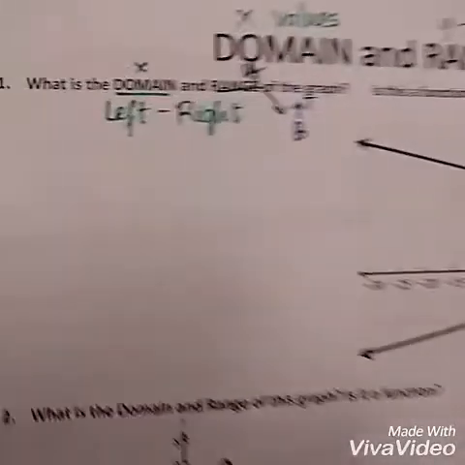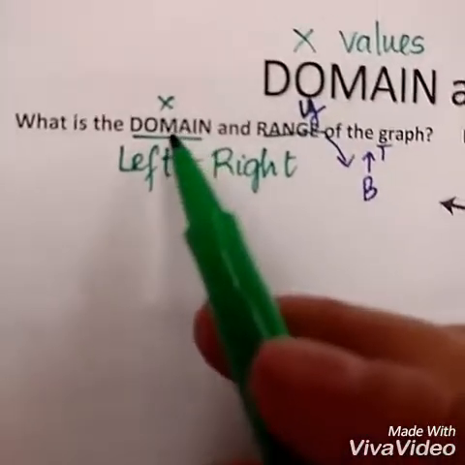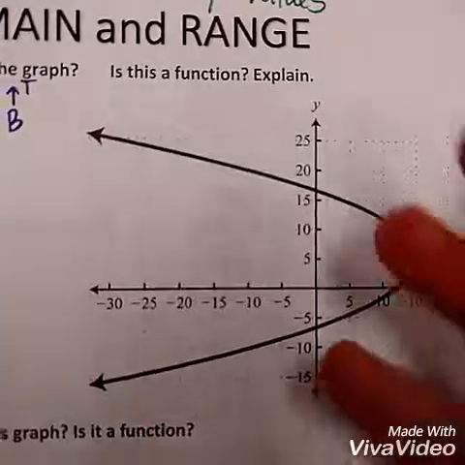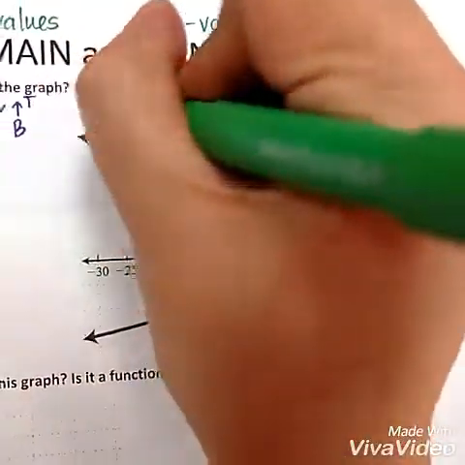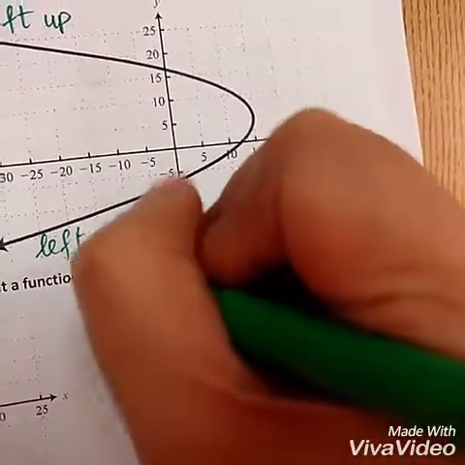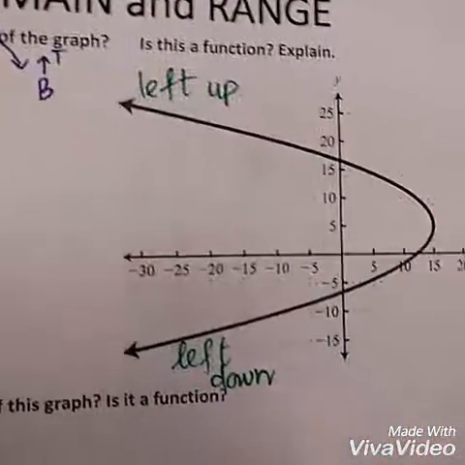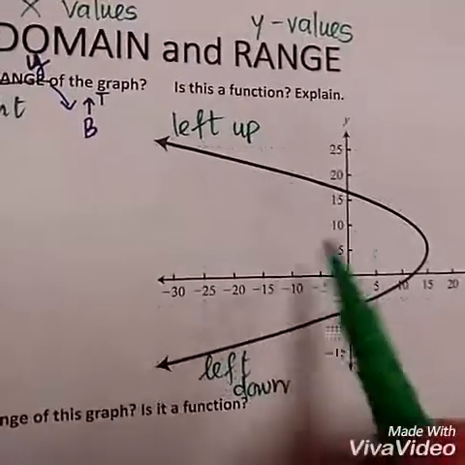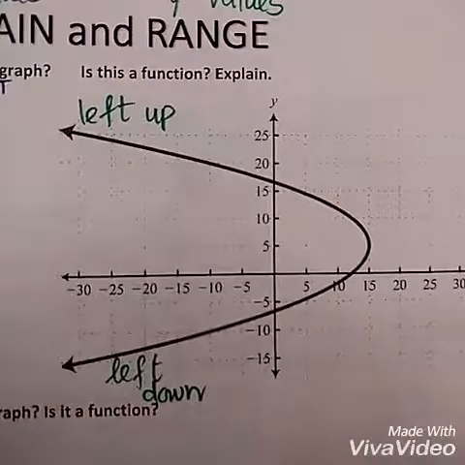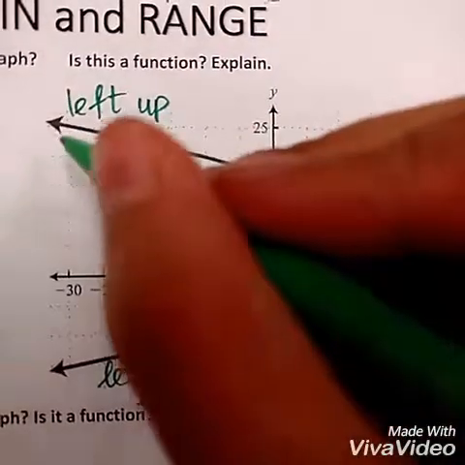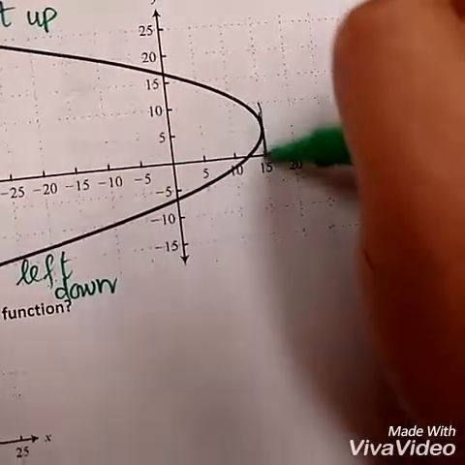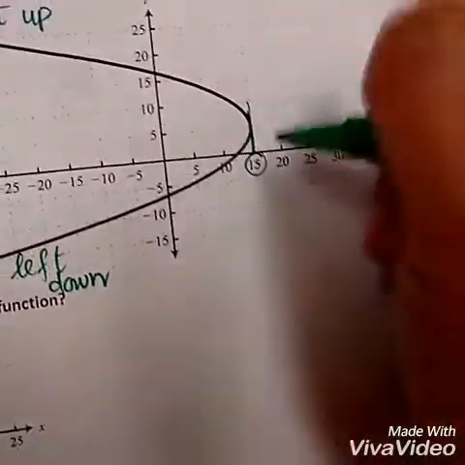For the domain, we're looking from the left to the right because we're looking at the x. See where it stretches. Here I have the graph going this way to the left. This one goes to the left and up. This one goes to the left and points down. Since all of them are going to the left side, we're going to have numbers lesser and lesser and lesser. So what is the greatest number where they're going to stop? If I keep going from the left to the right, here is my greatest, the biggest x value, right? So here I have 15.